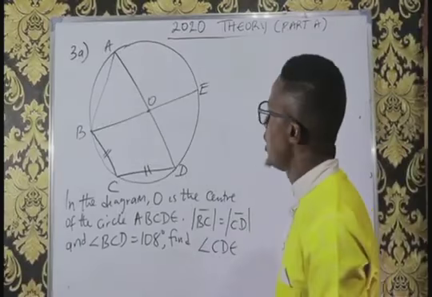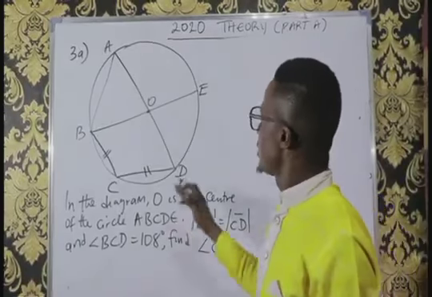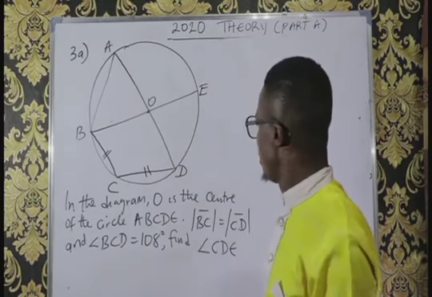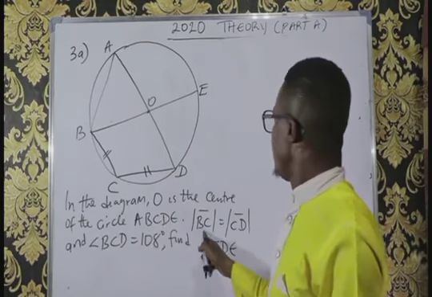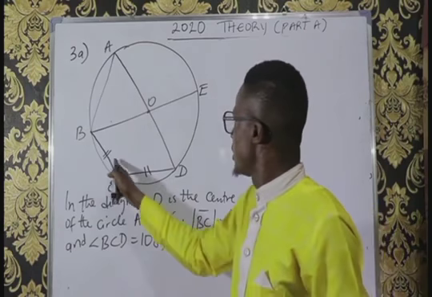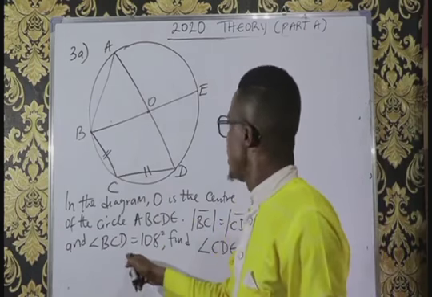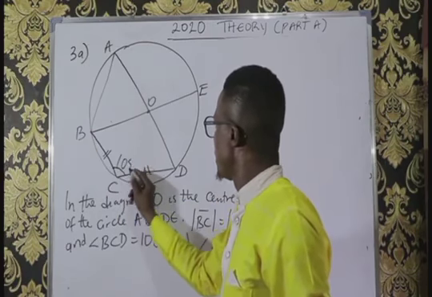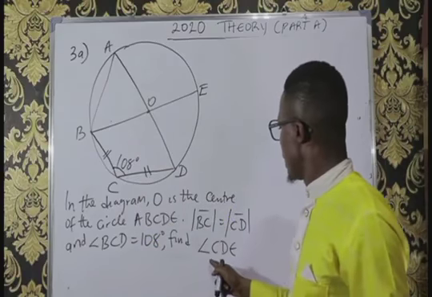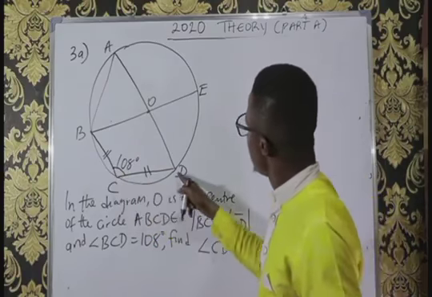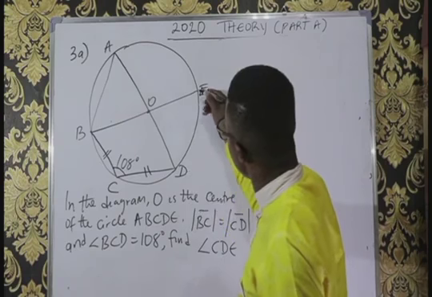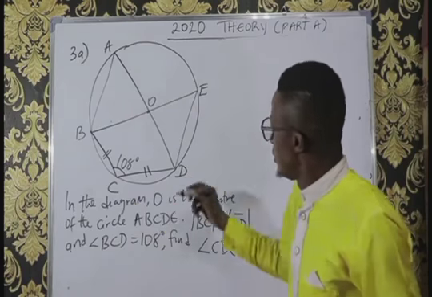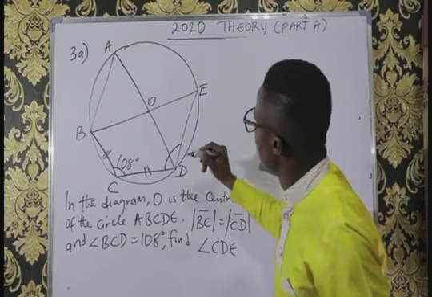Okay. In question 3a, we are given this particular circle, and we are told that in the diagram O is the center of the circle, and the line BC is equal to line CD, you can see it, and the angle BCD is 108, so this angle here is 108 degrees. We have to find angle CDE. So this is the angle we need to find, angle CDE.